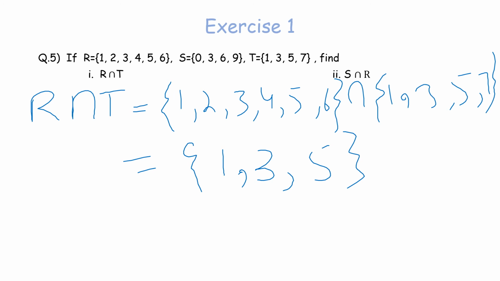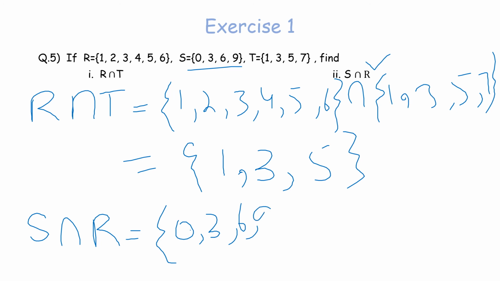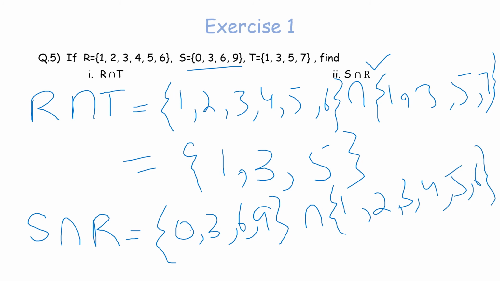Now we will find S intersection R. So we have to write the S set, 0, 3, 6, 9, intersection R. R is 1, 2, 3, 4, 5, 6. What are the common elements? Because we are writing intersection, only 3 is common and 6 is common. So what will be the answer? 3 and 6. So this is how we write intersection.